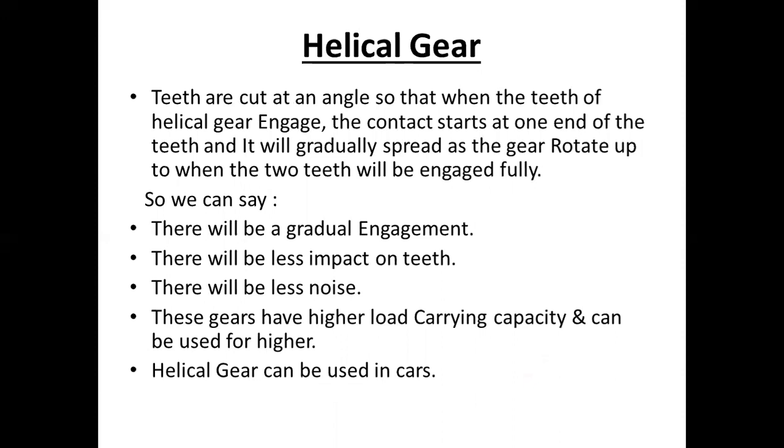There's another type of gear, the helical gear. Their teeth are cut at an angle so that when helical gear teeth engage, the contact starts at one end of the teeth and gradually spreads as the gear rotates until the two teeth are engaged fully. So we can say that there will be gradual engagement. There will be less impact on teeth, and less noise compared with spur gear. This gear has higher load carrying capacity.